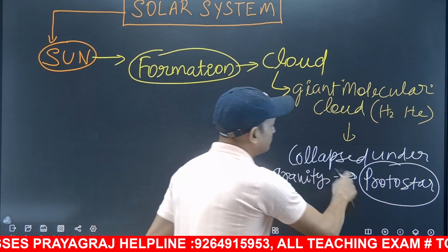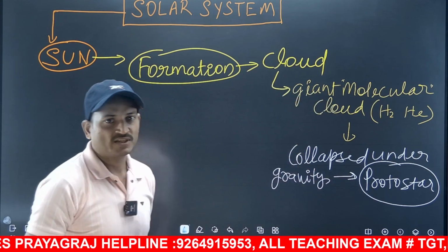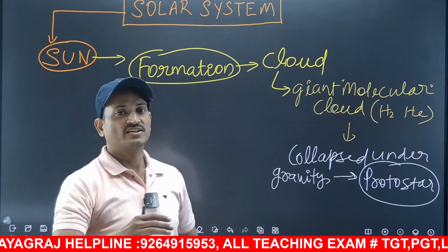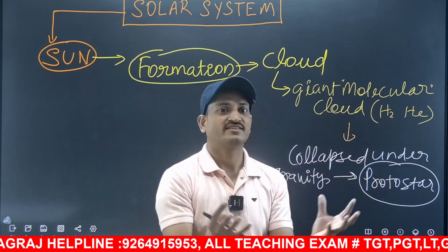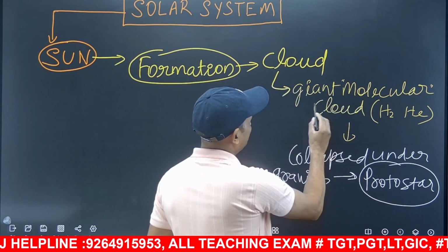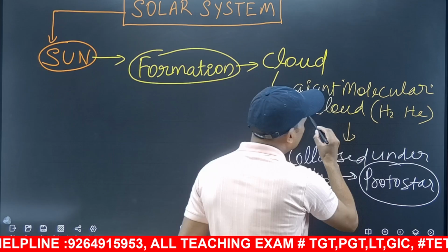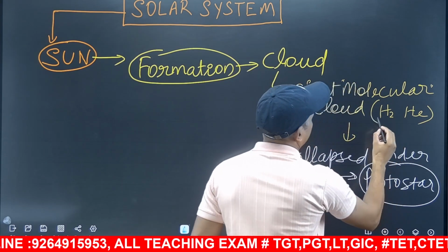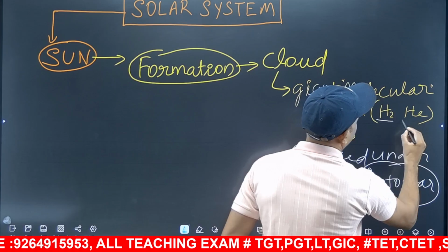So now this protostar was reaching that kind of density and temperature, especially at the core region. And when we talk about this protostar, we have seen that in the giant molecular cloud, the matter was present in the form of molecules of hydrogen and helium.